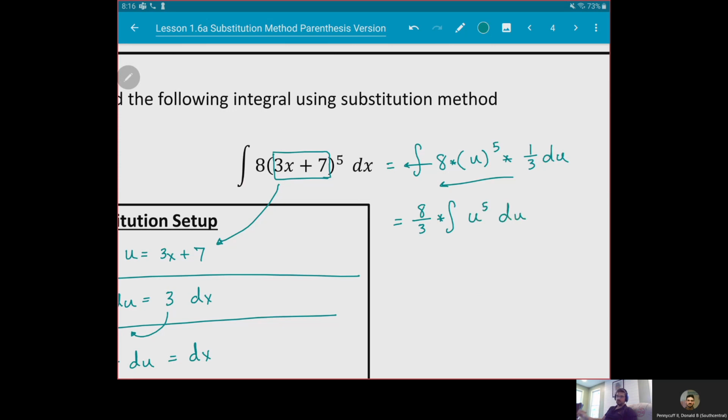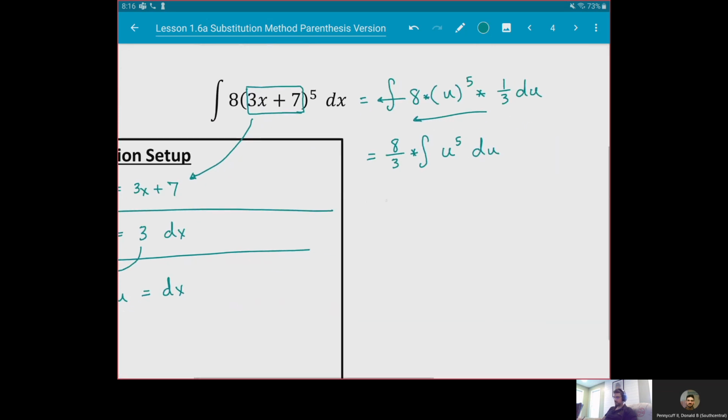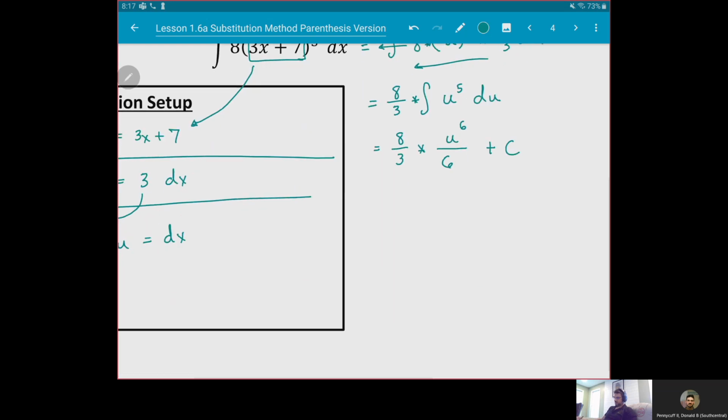Boom. So in just a minute or two, I have taken this complicated problem and I have simplified it all the way down to 8/3 times the integral of u to the 5th. No big deal. Now I'm going to do the power rule. So the exponent is going to go up by 1, so that'll become the 6th power, and I divide by my new exponent. Let's not forget our plus c. Okay? The 6 and the 8 will reduce.